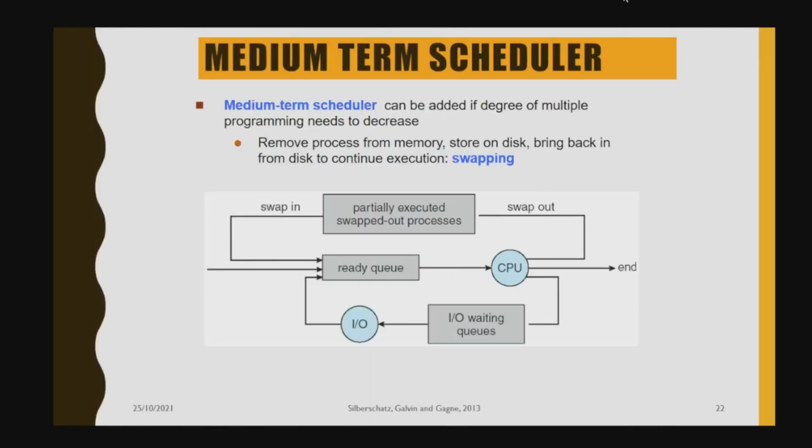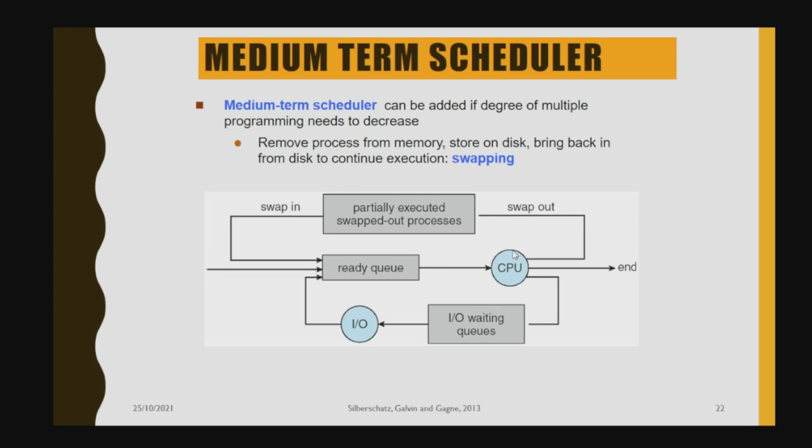Next is the medium-term scheduler. We have short-term, long-term, medium-term. This scheduler can be added if the degree of multi-programming needs to decrease. We want to decrease the level of multi-programming. So remove the process from the memory, store it on the disk, and bring it back from the disk to continue the execution. This is what we know as swapping. Swap out, swap in.